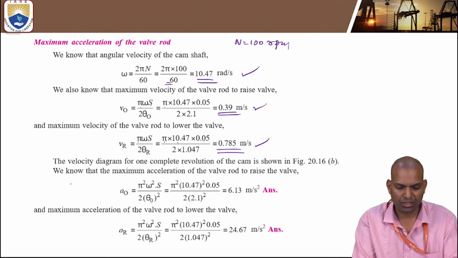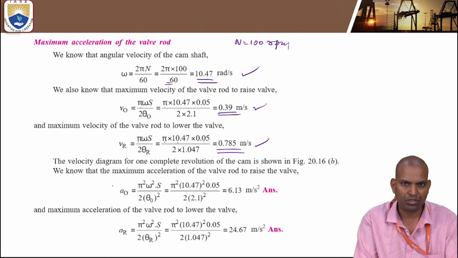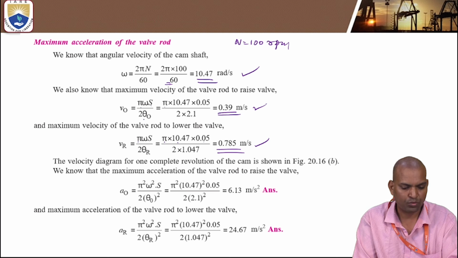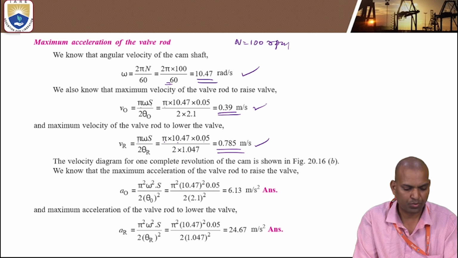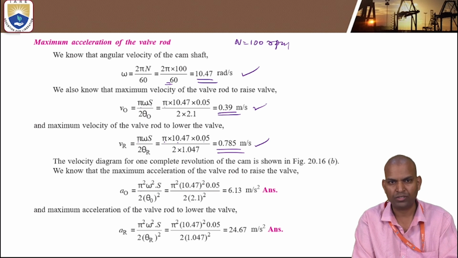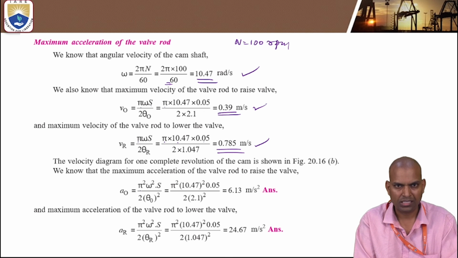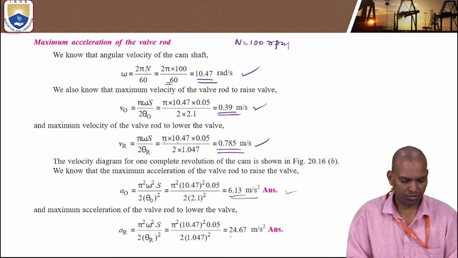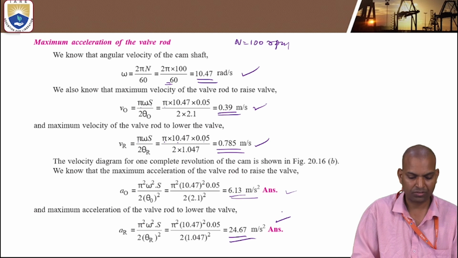Coming to the acceleration components, the acceleration a naught is dv by dt. That gives pi square omega square s by 2 times theta naught whole square. Substitute the known values: pi, omega, s, and theta naught is 2.1, which gives 6.13 meter per second square. Next, the maximum acceleration during return. In place of theta o, substitute theta r, that is pi square omega square s by 2 times theta r whole square, which gives 24.67 meter per second square.